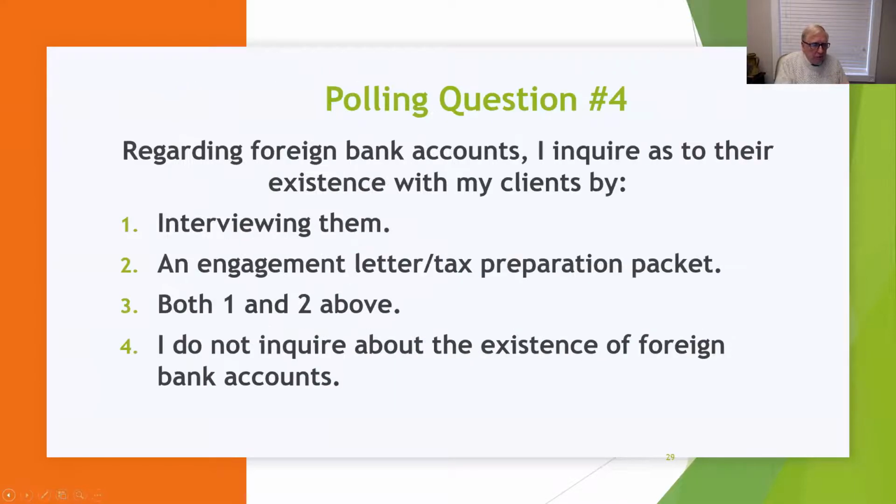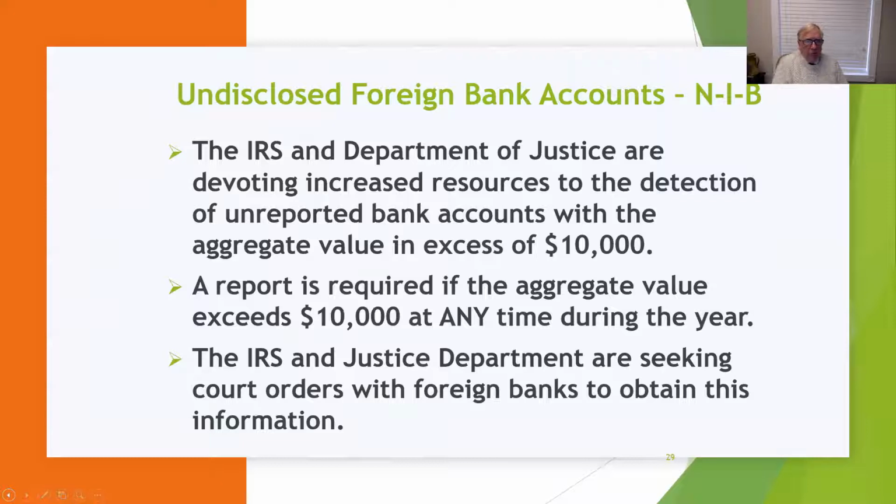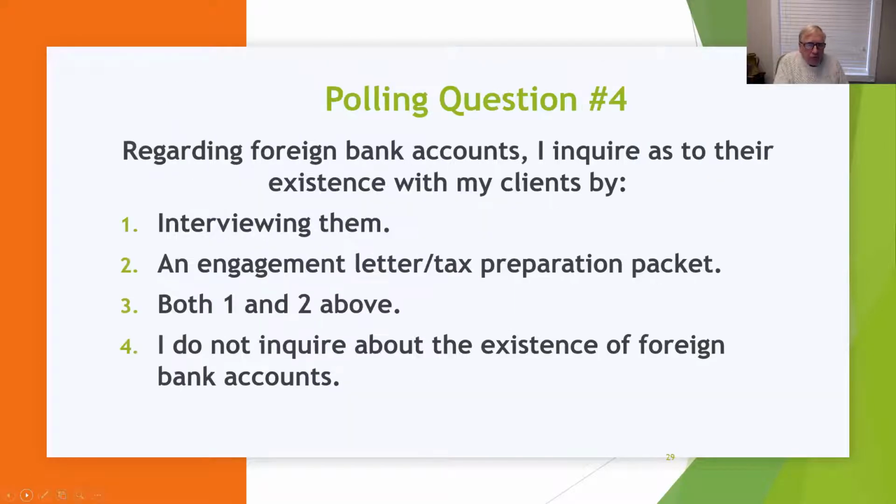So let's move on and look then at undisclosed foreign bank accounts. Now, the IRS and Department of Justice are renewing and devoting increased resources to the detection of unreported bank accounts with, and note the word aggregate, a total value in excess of $10,000. These also include foreign security accounts and so forth. If a report is required, if the aggregate value, meaning all the client's accounts that are foreign, exceeds $10,000 at any time during the year, the IRS and Justice Department are seeking court orders with foreign banks to obtain this information, and they are merciless in the application of the failure to file report.